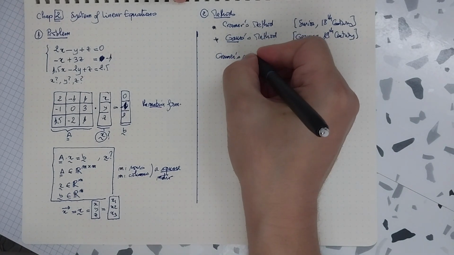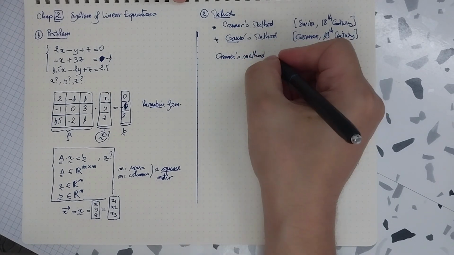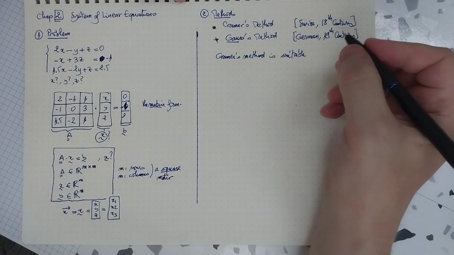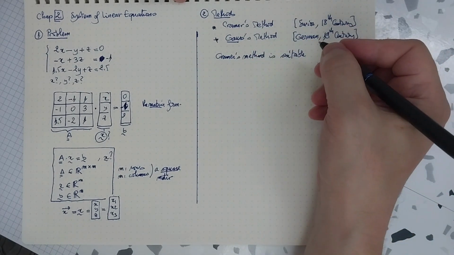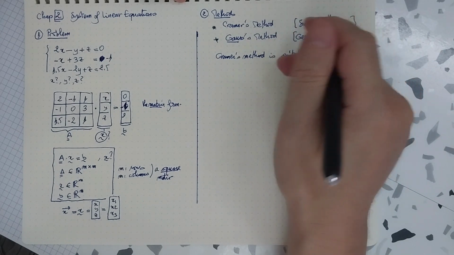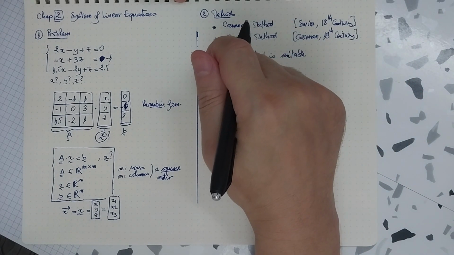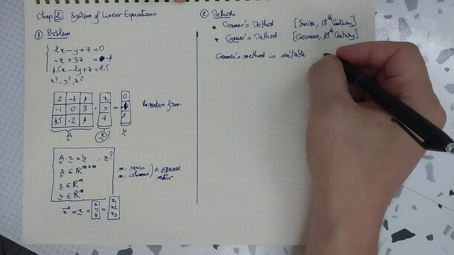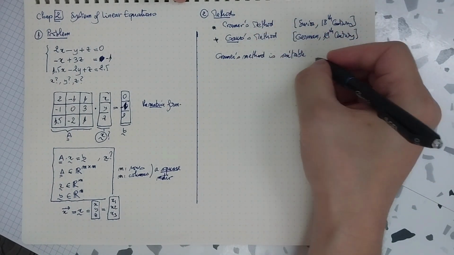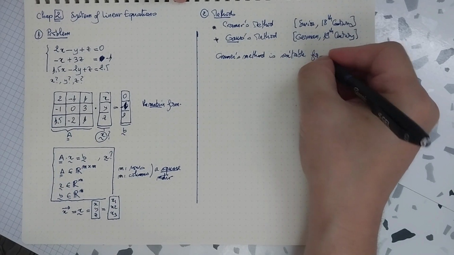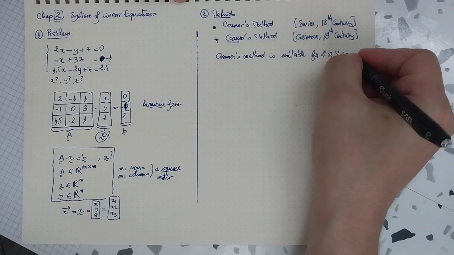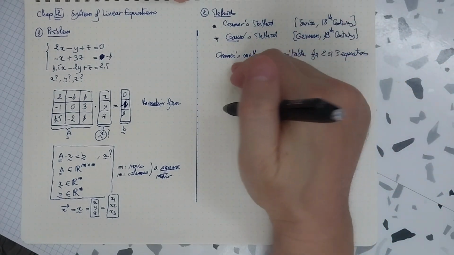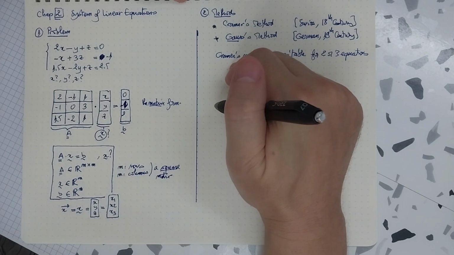So Cramer's method is suitable for 2 or 3 equations with a pen and calculator. It's very easy to use the Cramer method. It's easier to use Cramer's method than Gauss's method when you have only 2 or 3 equations. So it's suitable for 2 or 3 equations. More than 3 equations, it becomes really difficult to use it.